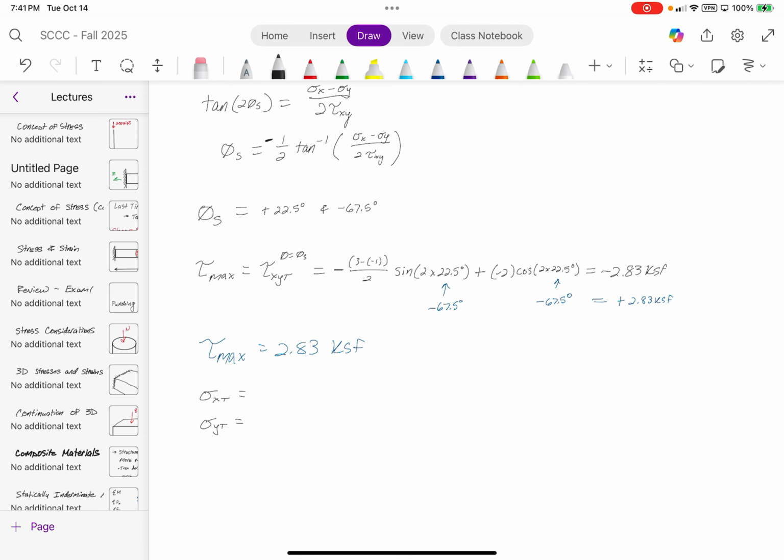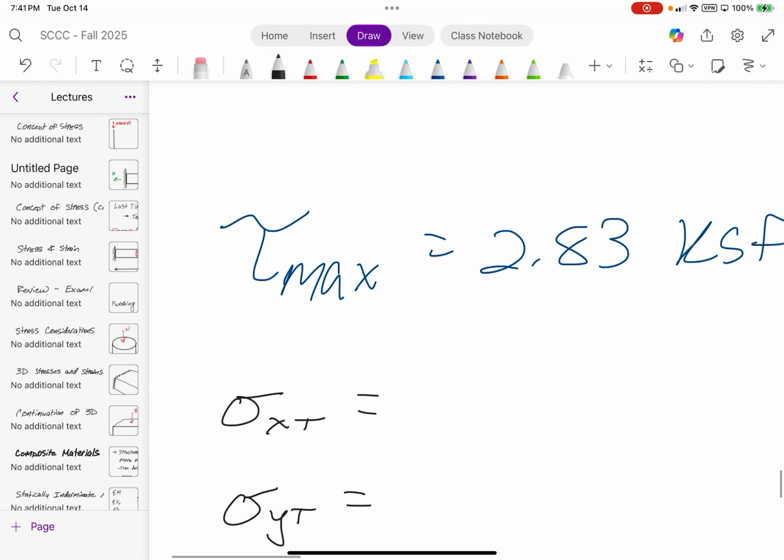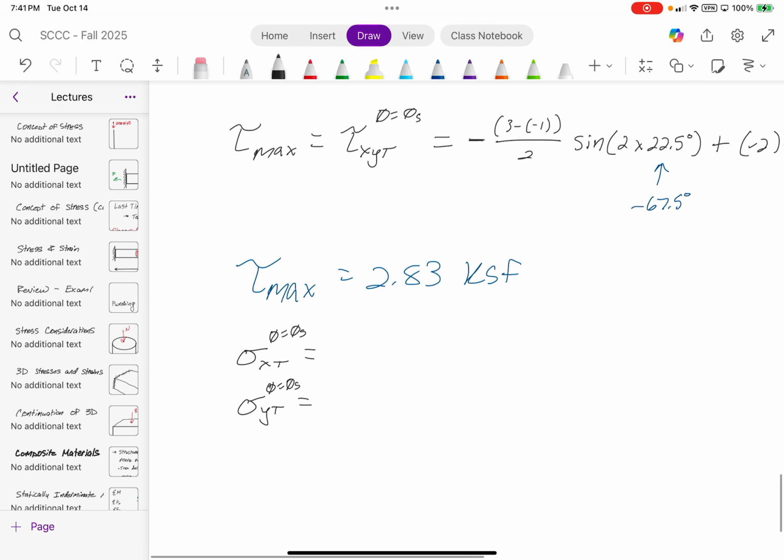Didn't you do this? Sigma xt and sigma yt. Well, for the shear stress, there are basically an infinite number of possible stress planes. So there's one stress per plane. So for this case, we are considering theta equal to theta s, which is the normal stresses on our little block for when that maximum shear stress is occurring.